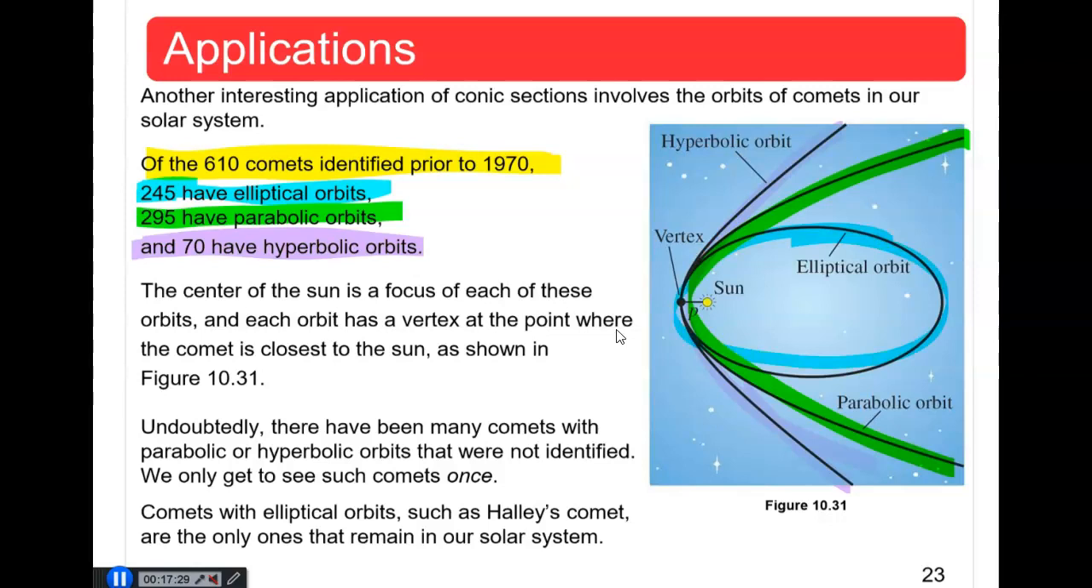The center of the sun is a focus of each of these orbits. I think that's so interesting. And each orbit has a vertex at the point where the comet is closest to the sun, as you can see on the figure on the right side. There have been many comets with parabolic or hyperbolic orbits that were not identified. We only get to see such comets once. Comets with elliptical orbits, such as Halley's Comet, are the ones that remain in our solar system.